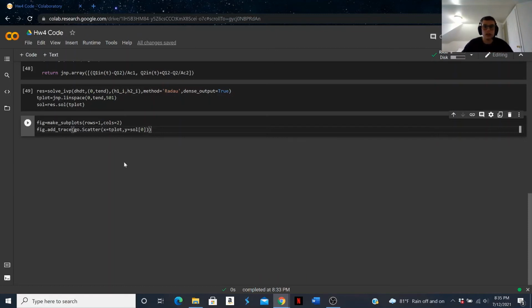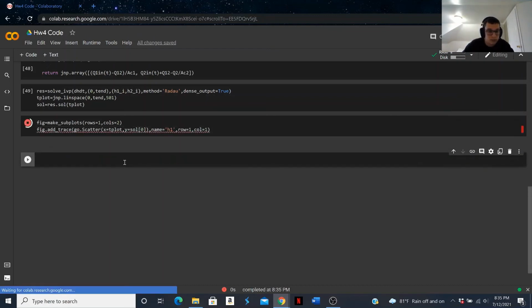Okay, and then we can name it. So we're graphing both our heights over time and our flow rates over time. So this can just be H1 as a name, H1. And we're going to put this in row 1 and column 1. So this will be part of the first plot here.